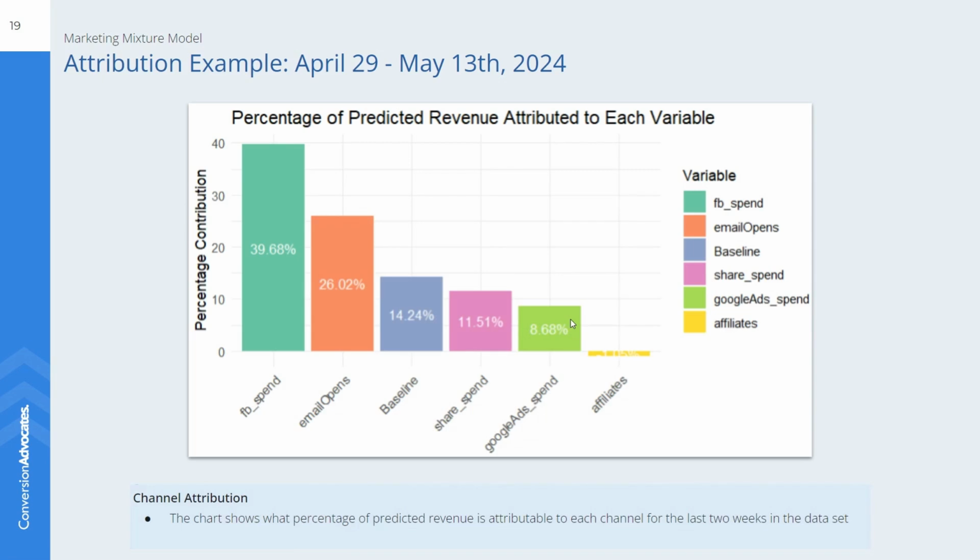We can also use the model to see what's the allocation of predicted revenue in terms of percentages. So for the last 2 weeks, the model would say that 40% of your revenue came from Facebook, 26% from email opens, and then there's also that baseline of what you expect if all channels were at zero. And then, to a lesser extent, there was ShareASale and Google Ads. Not as much has been spent on Google as Facebook for this client.